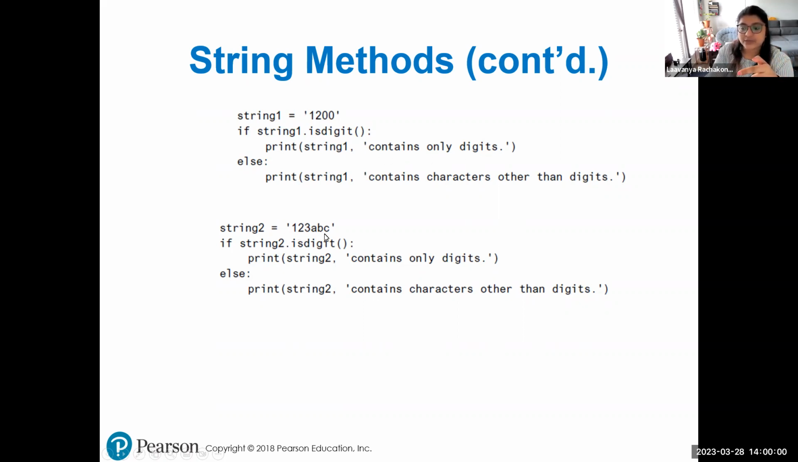Here we have "123ABC". This string, string 2, has both digits and alphabets. So here isdigit is false. That is the reason why you'll see the output "string 2 contains characters other than digits".